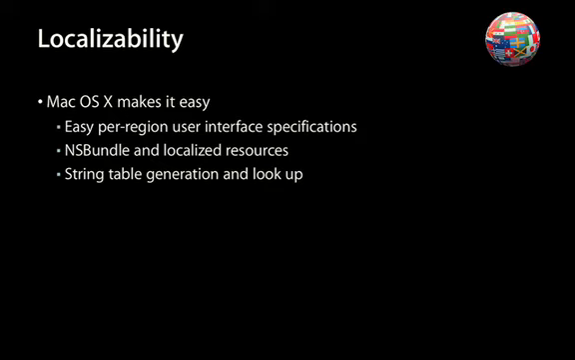Interface specifications can be per region, and in fact, they typically are by default. And NSBundle and its APIs make sure that when you look up resources, you'll automatically get region-specific resources when they exist for your app. Finally, Cocoa has some tools to help you make sure that any text that's in your source code that will end up being presented to the user can also be translated.